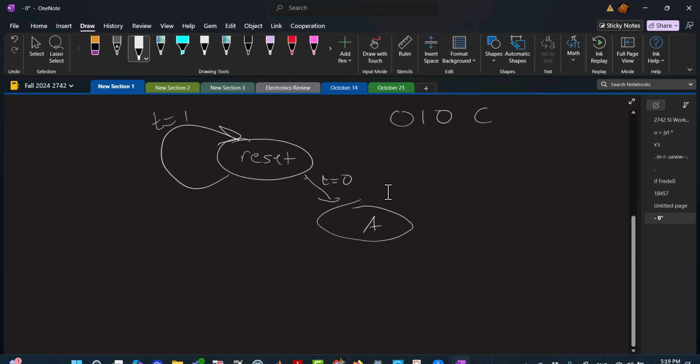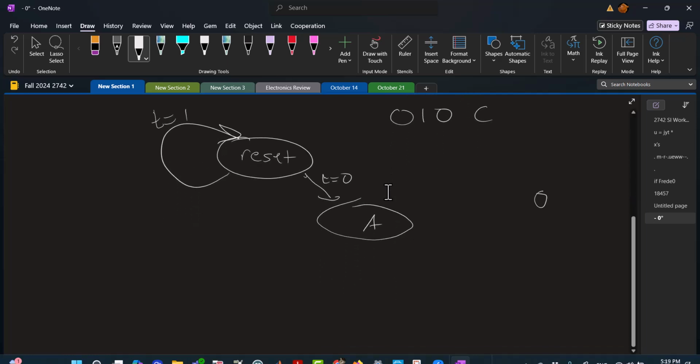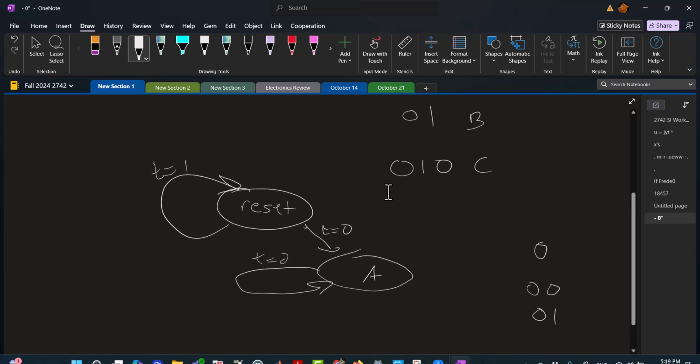All right, now if I'm in state A, I have a 0. If I get a 0 from here, I would have a 0, 0. If I get a 1, I would have a 0, 1. So if I get a 0, where am I now? I'm still back at A because I still have a 0.